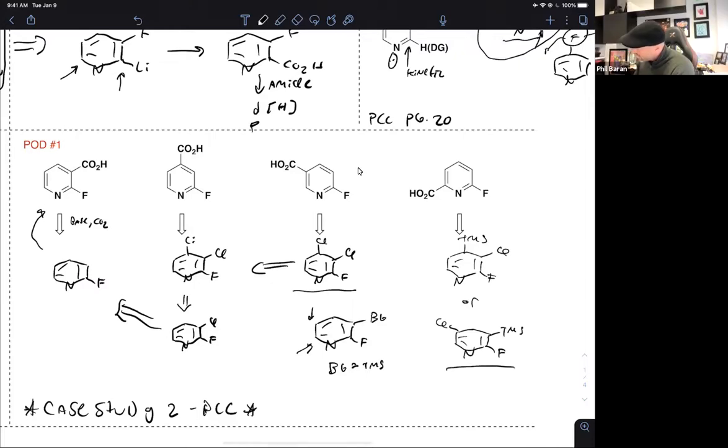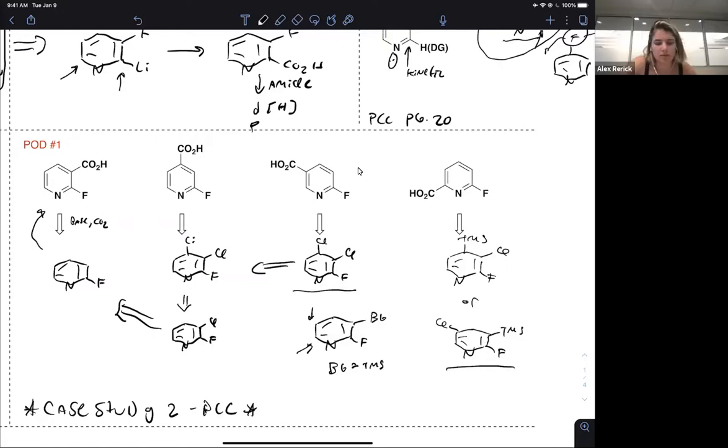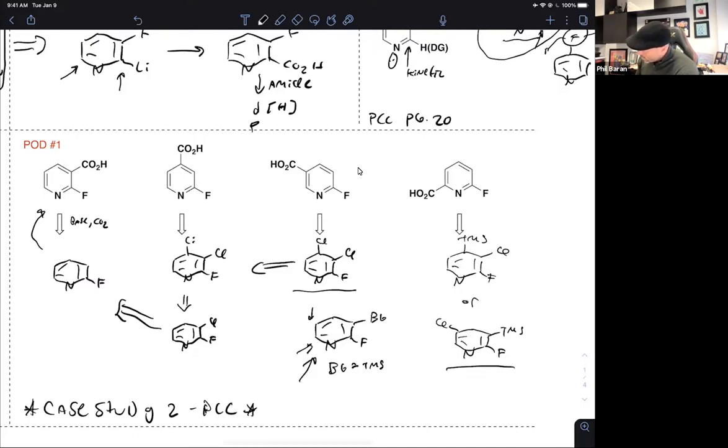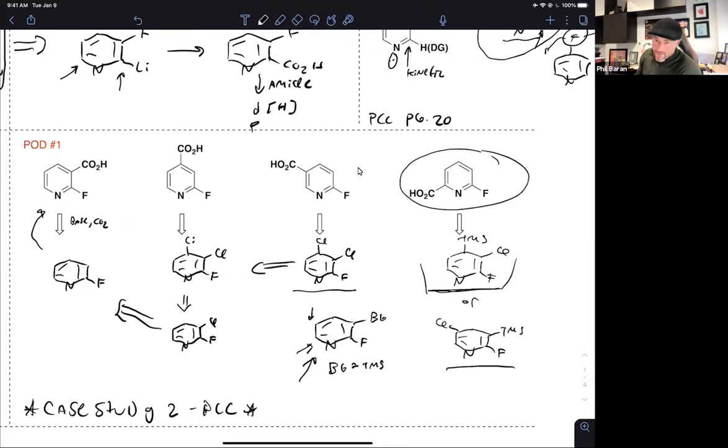Why might this be a less desirable strategy? Well, you have the TMS blocking the 4 position, but you also have the chlorine directing, so I don't know. Yeah, there could be some ambiguity there. At the end of the day, you might find that this approach works just fine to make a compound like that, but I think the approach that you've outlined with the TMS blocking there gives you no ambiguity whatsoever. You're pretty much guaranteed to get the right product with that one.